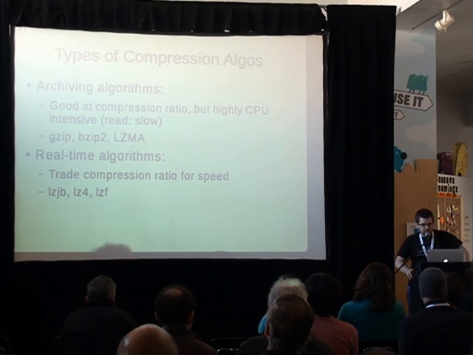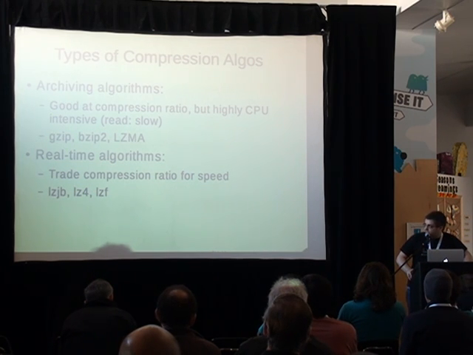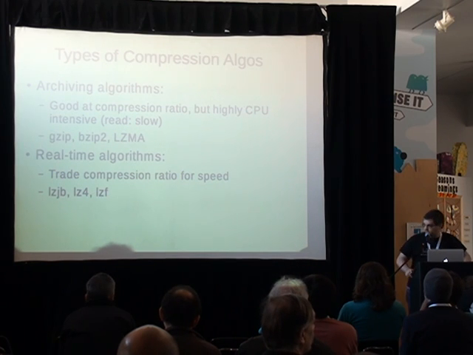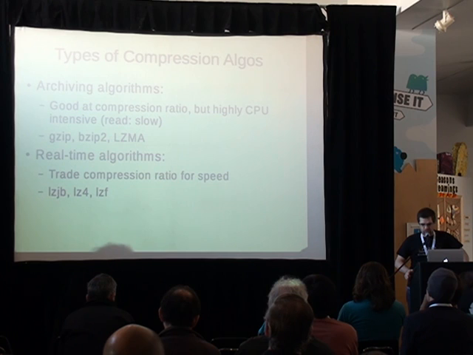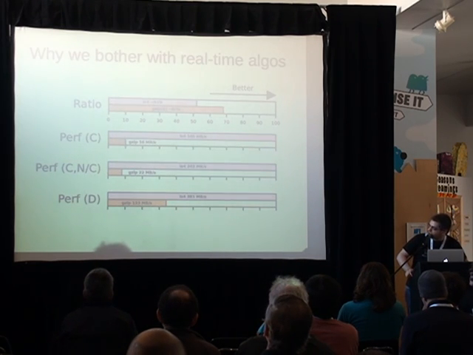And the real-time guys try to do just a good enough job, but they'll be pretty fast about it. Those are the guys down at the bottom there. And if you recognize your algorithms there, LZJB is our current default, and LZ4 is what we hope to make the default pretty soon. So why do we even bother with the real-time guys? This is why we bother.